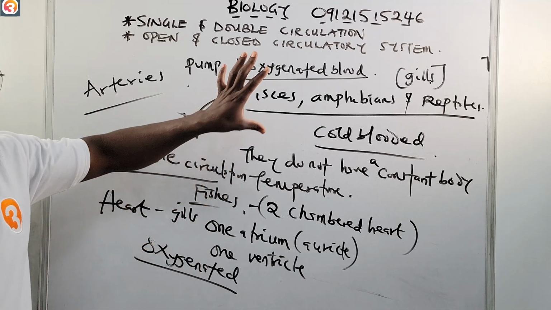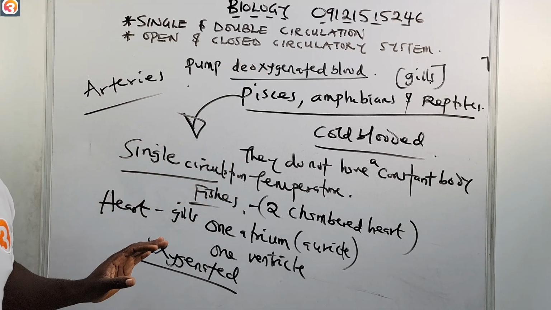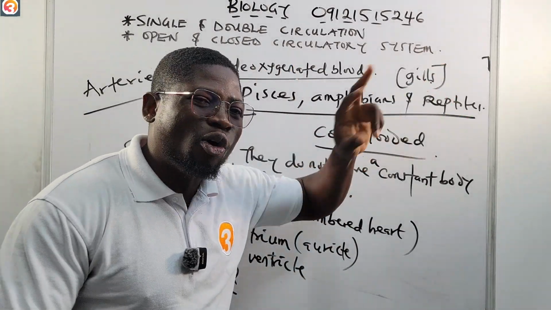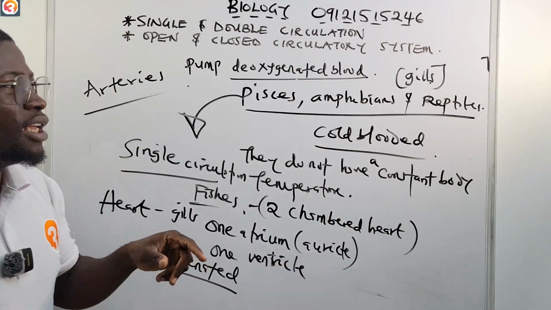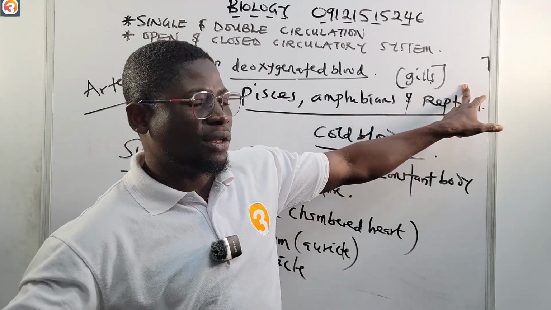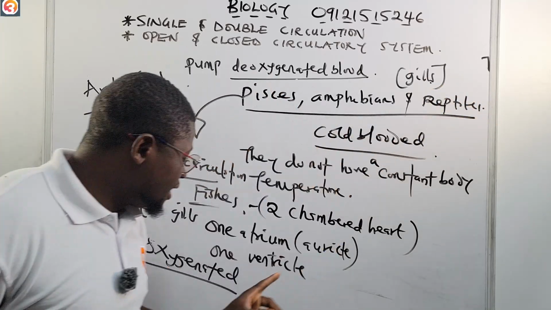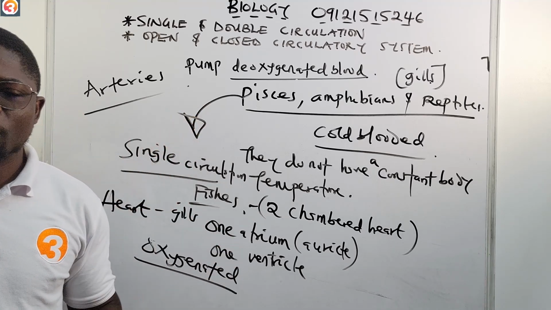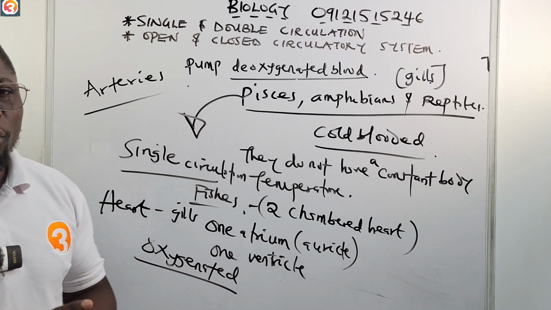Okay, so that's the only function of the heart there. The heart is just to pump the oxygenated blood to the gills for oxygenation, so that it becomes oxygenated and then it is taken to different parts of the body. The oxygenated blood does not return back to the heart. That is what single circulation is. So please take note of that.